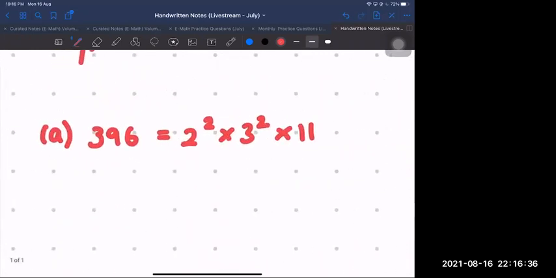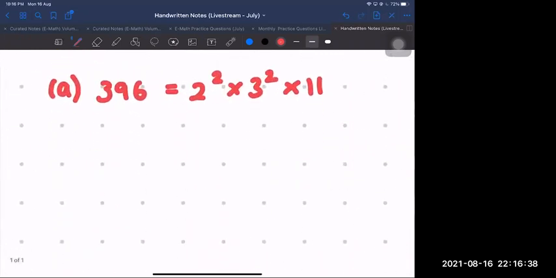Okay, so let me carry on from here. 396 equals 2 squared times 3 squared times 11. Now you can use the ladder to solve, but personally, I don't use the ladder because to me, the ladder is a little bit slow. So if you want a quick way, I just use the calculator and don't even show any working. And it's totally fine with that.